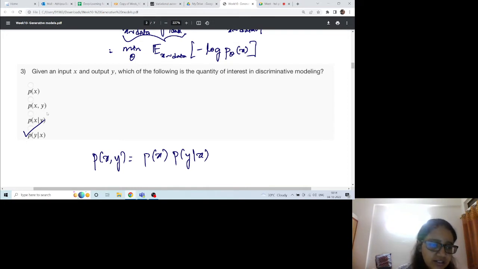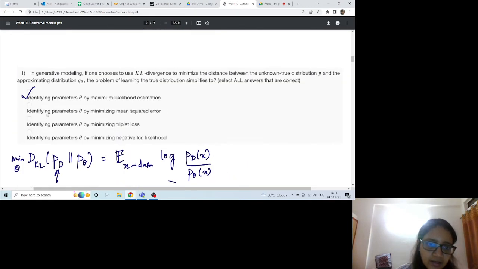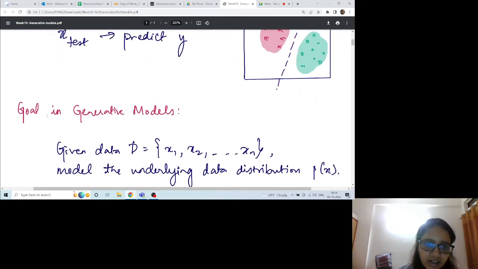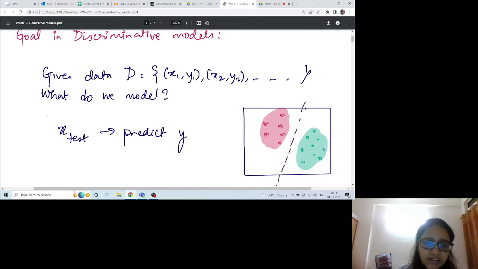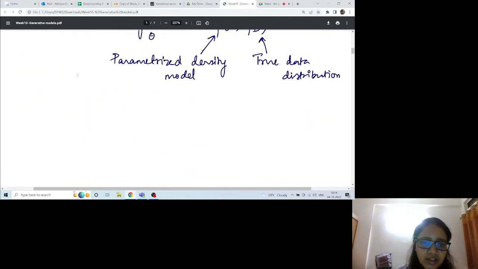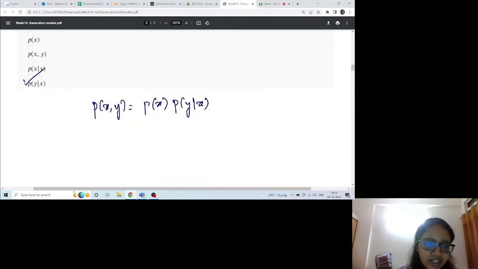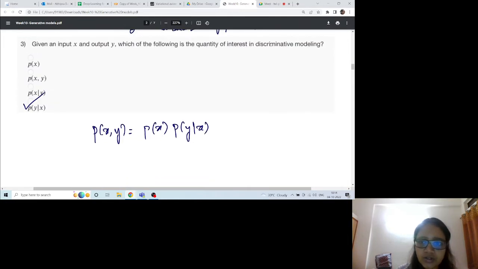Okay, so this is because, as I said, in discriminative modeling, if we go back again to the top, what we are trying to do is we are trying to predict this y. We are trying to model p of y given x, right? So that is already there in the definition of discriminative models. So that is why very clearly this answer is true when it comes to discriminative modeling, right?